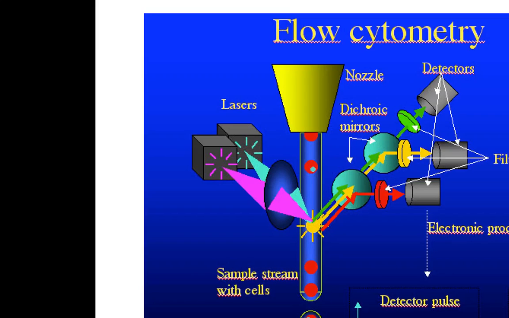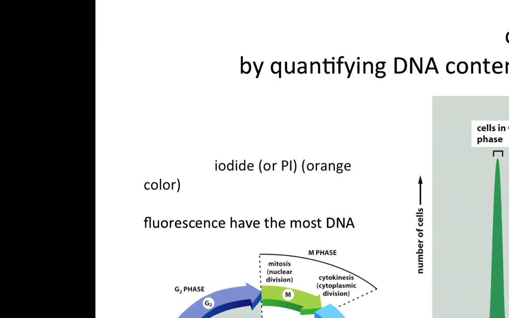Yes. When? S phase, because it doubles, right? You double your DNA during S phase. After M phase, you're back down to 1 copy. But between S and M, you're doubling, right? So this is useful.